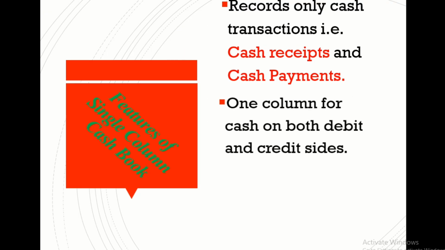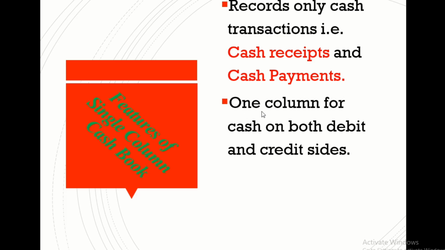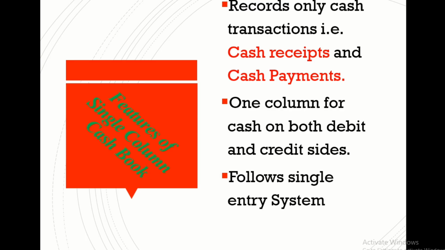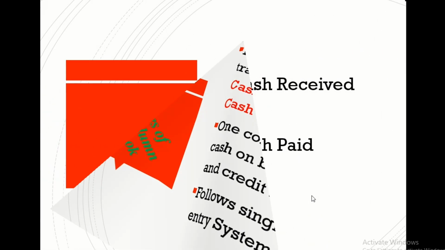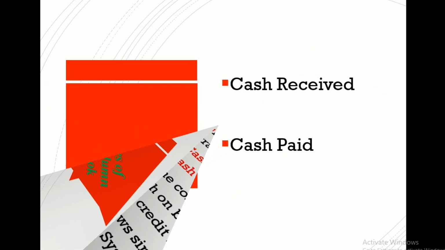Feature number two is that it has one column for cash on both the debit and credit side. Feature number three, the cash book follows a single column, single entry system. We're having the double entry system and the single entry system, but especially the single column cash book also follows the single entry system.